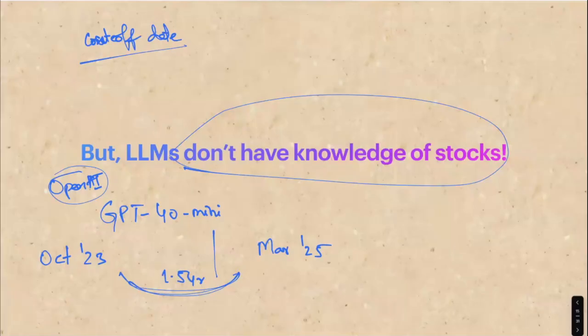If you ask a GPT model what is the stock price of Apple, or what is the stock price of Microsoft for that matter, it will not be able to tell because LLMs do not have knowledge of stocks and they are not connected to the internet. So how do we overcome this problem? This is one question that we will try to answer.